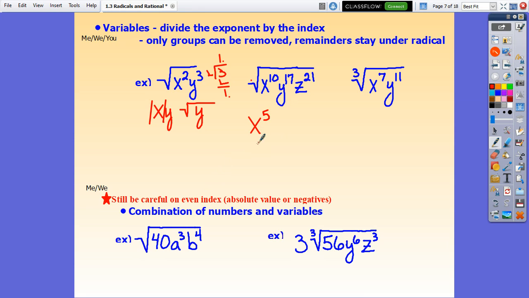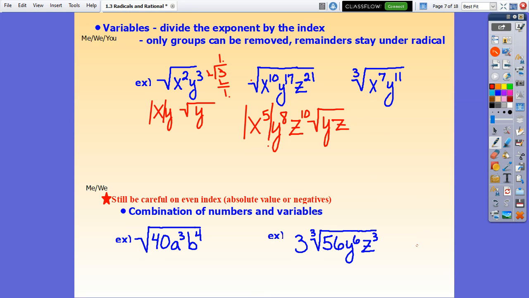17 divided by 2 is going to be 6, but isn't there a leftover? So we have a 1 leftover y. 21 divided by 2 is 10, but with 1 left over. And so that's where we're looking. And then I ask, is my index the same? Yes. And did I go even to odd? Well, the only one that could have gone even to odd is x, and we went 10 to 5, so that's even to odd, absolute value. So you see there's a lot of things going on. Don't go so fast that you forget about the absolute values.